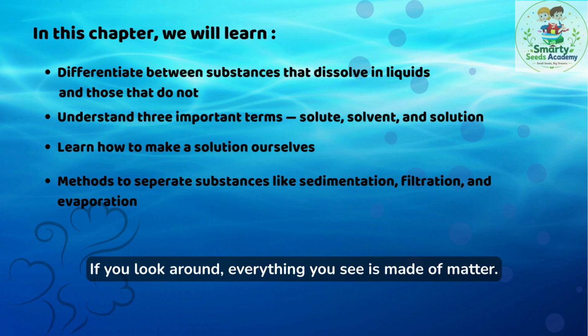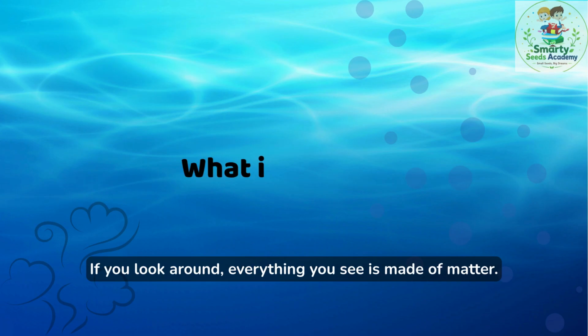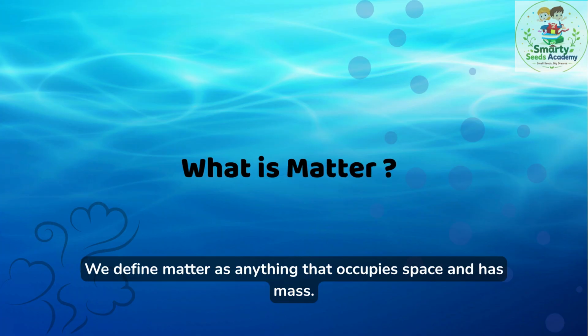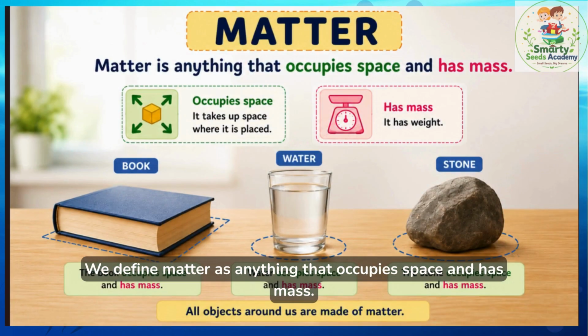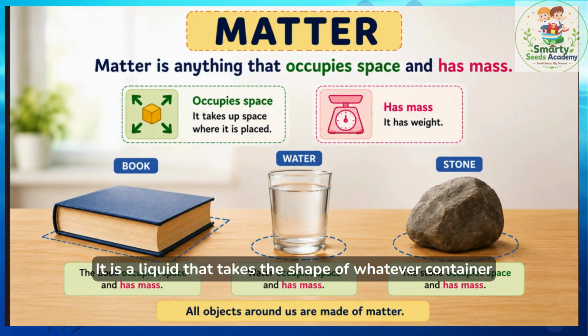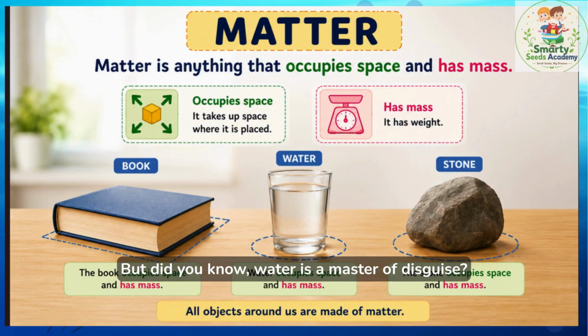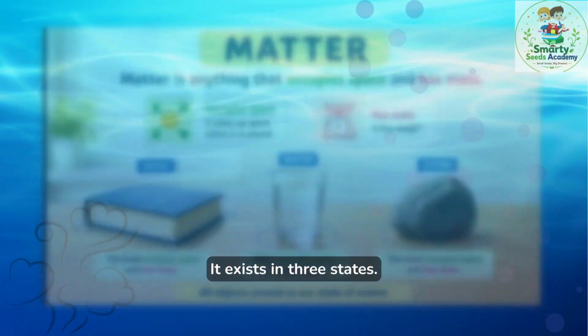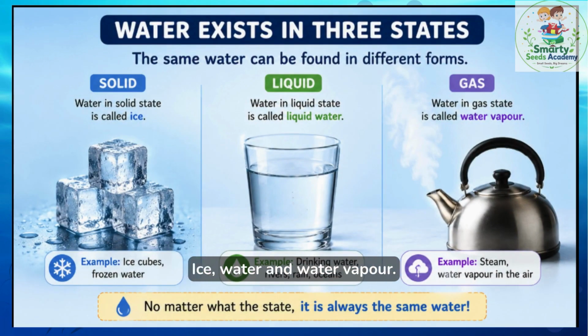If you look around, everything you see is made of matter. We define matter as anything that occupies space and has mass. Take water for example. It is a liquid that takes the shape of whatever container you put it in. But did you know water is a master of disguise? It exists in three states: ice, water, and water vapor.